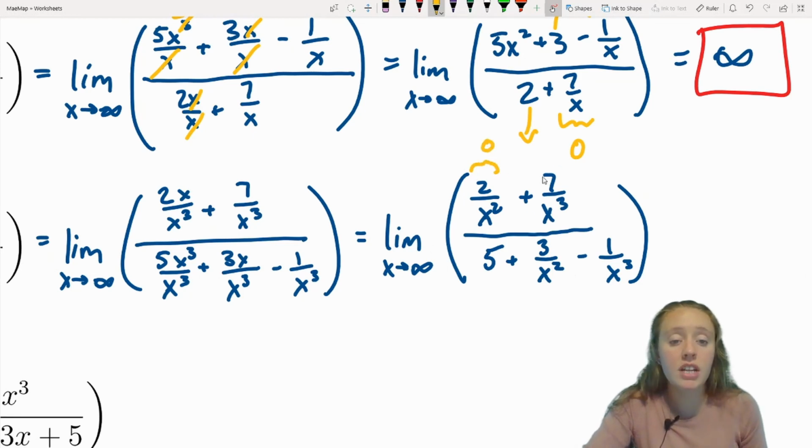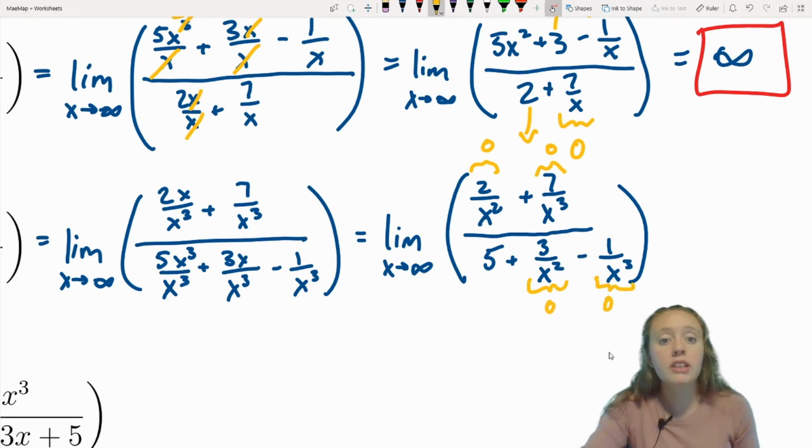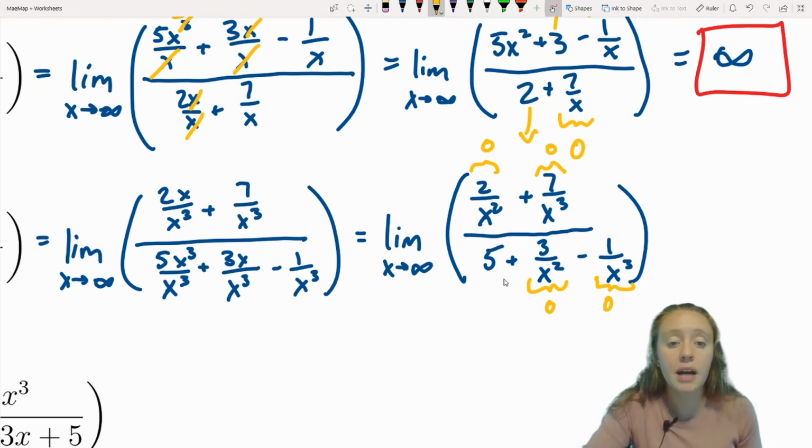As x approaches infinity, 7 over x cubed is also approaching 0. And so are the other two in my denominator. So if my numerator is approaching 0 and my denominator is just going to be some constant of 5, well, 0 over 5 is going to be 0. So this limit is equal to 0.